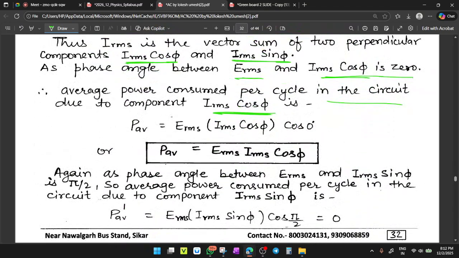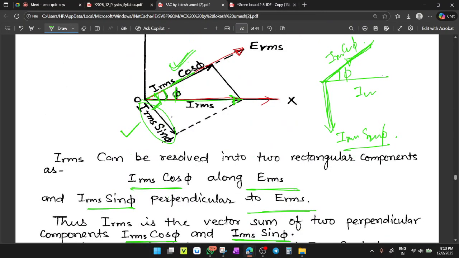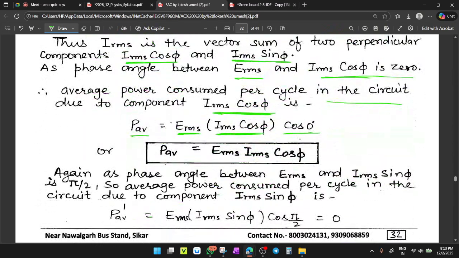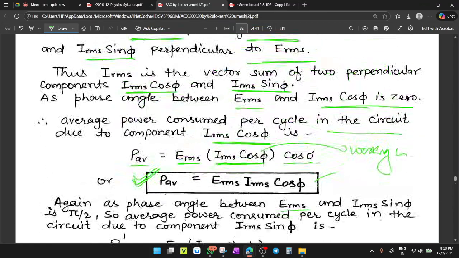So the formula for average power is P equals ERMS into IRMS cos phi multiplied by cos phi. Check here, the angle between IRMS cos phi and ERMS is 0, so they are in the same phase. So this is called the working component. This component is responsible for the power dissipation in the circuit. So this IRMS cos phi is called the working component. But now again, consider the phase angle between ERMS and IRMS sin phi.